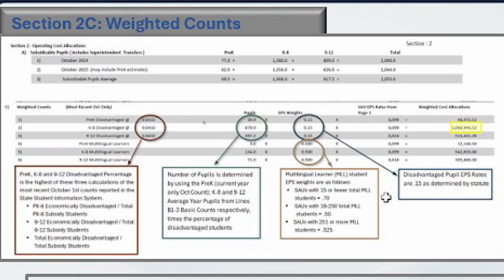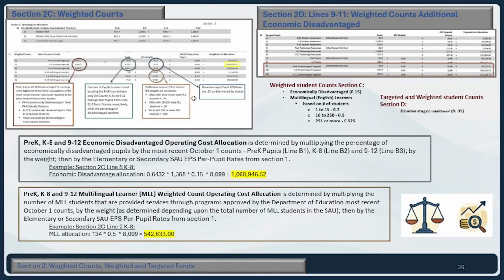Then we get to 2C where we have weighted counts. Weighted counts give a little bit more for some populations that need extra supports. The main one here is the economic disadvantage percent. And you'll hear many times today how important the economic disadvantage count is in your student data. It is huge. This can impact your subsidy now severely, and as we go forward, it's going to be even more of a factor.